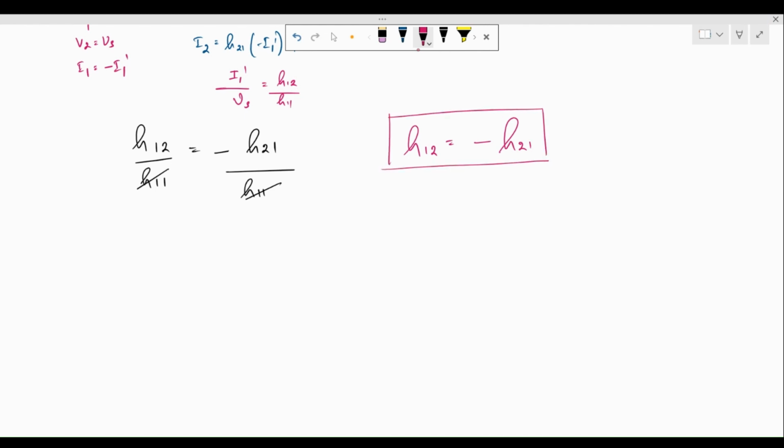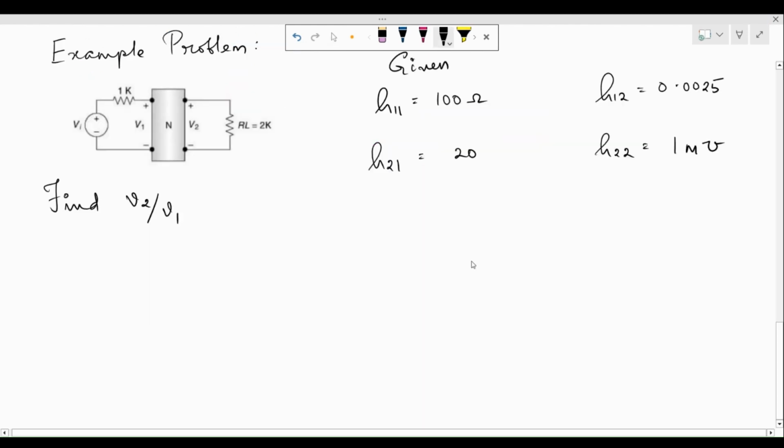Let's quickly look at an example numerical that involves the H parameters. In this example, this is the kind of network that we've been given, and we have been given the H parameters in this manner. So we see that the units of H11 is ohms because this is the open circuit input impedance, and H22 is the output admittance, therefore it is mho. H12 and H21 are both gain parameters, so it's a ratio of two voltages or two currents. Therefore they don't have any units.